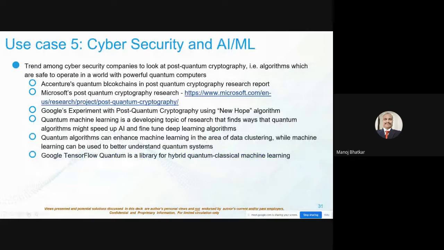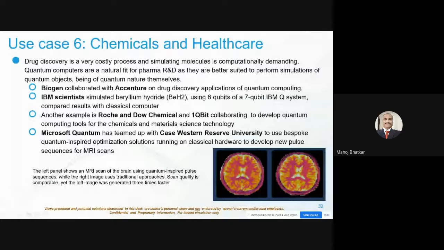Cyber security, AI, ML: these are the companies from Accenture, Microsoft, Google. Everybody is working on how to enhance classical machine learning and AI using these. Chemicals and healthcare. Interesting would be Microsoft Quantum with Case Western Reserve University. You can see the left one is an MRI scan done by the quantum computer, and the right one is the classical computer. The graphics quality is similar. What is important is this was generated 3 times faster using the quantum algorithm to scan the MRI and interpret it.